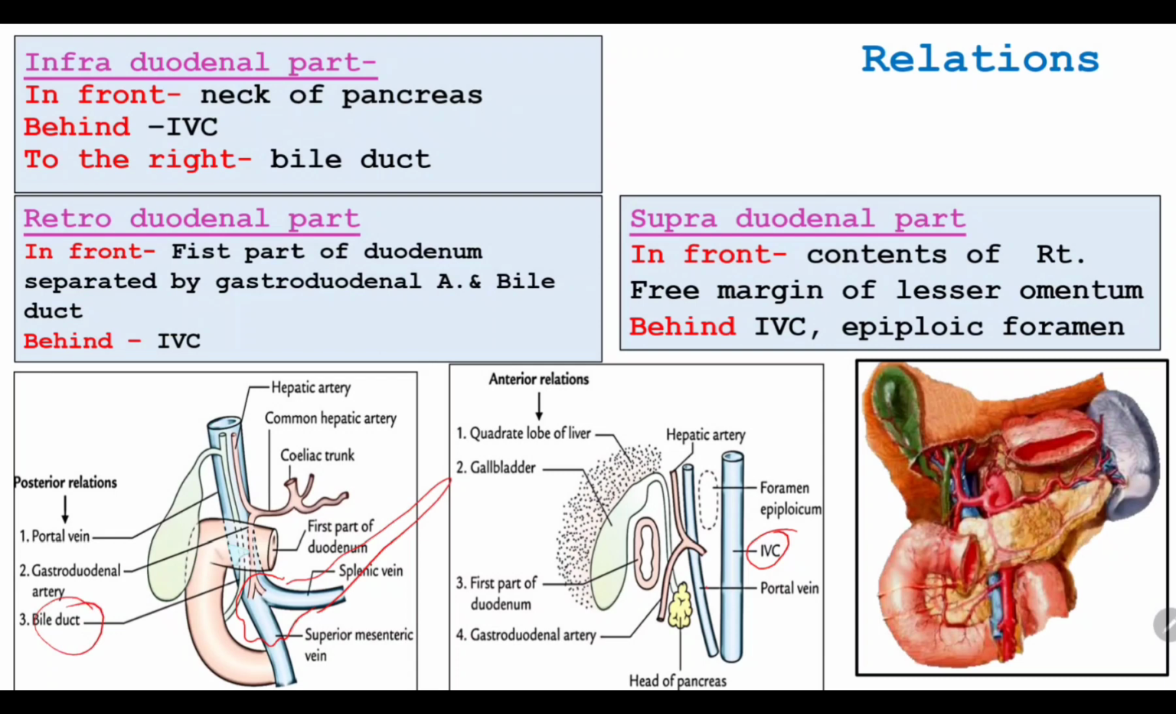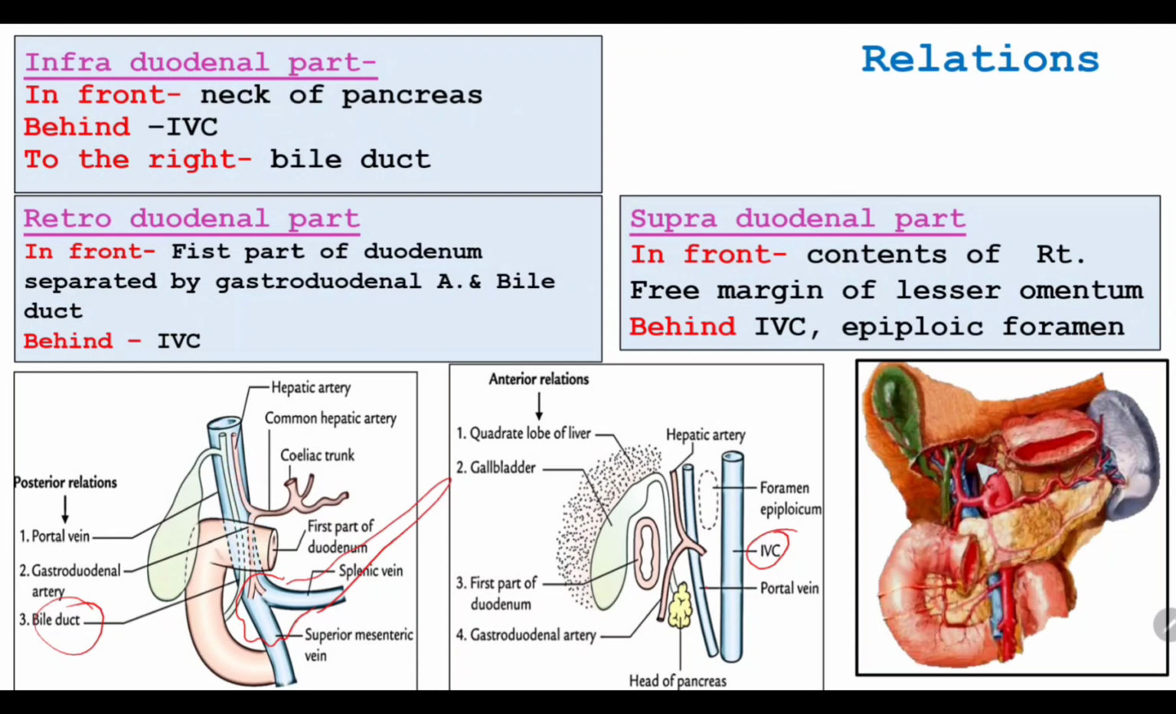Then what about the retroduodenal part? Retro means behind the first part of the duodenum. Again, the structures related: in front of the portal vein we have the bile duct on the right side, and on the left side there is the gastroduodenal artery. So here we have the gastroduodenal artery, and here comes the bile duct. That is the retroduodenal part.